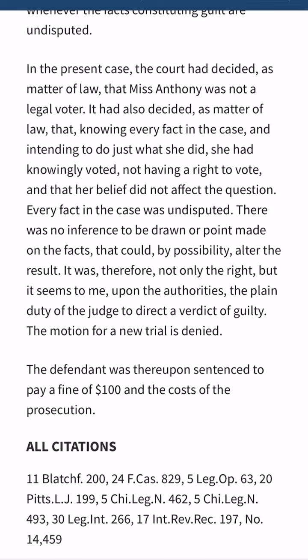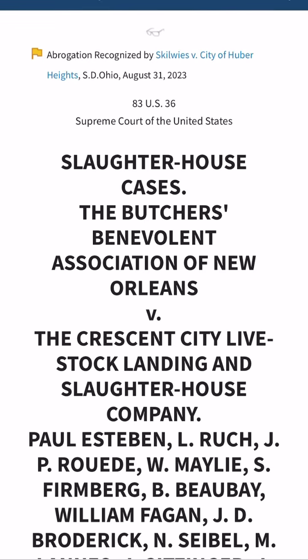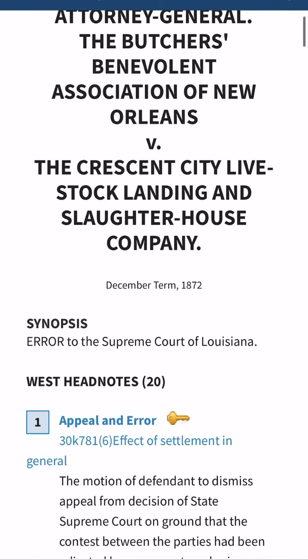Now, I've shown you a 93 case, shown you an 1873 case, June 18th, 1873. So the Susan B. Anthony case was before the Slaughterhouse cases. Go figure. August 31st. No, let's go see. I might be wrong. Let's scroll down. I looked at the wrong thing. No, the Slaughterhouse cases was before the Susan B. Anthony case, 1872. I got the dates backwards. There is a clear distinction.